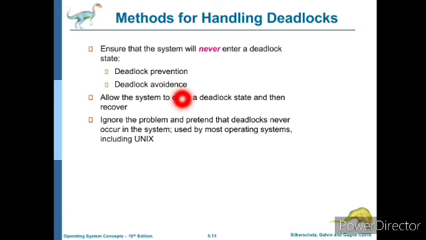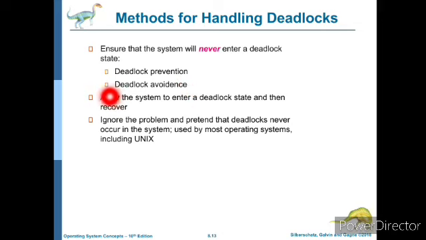Deadlock avoidance scheme requires that the operating system will be given additional information in advance concerning which resources a process will request and use during its lifetime. With this additional knowledge, the operating system can decide for each request whether or not the process should wait. To decide whether the current request can be satisfied or must be delayed, the system must consider the resources currently available, the resources currently allocated to each process, and the future requests and releases of each process.